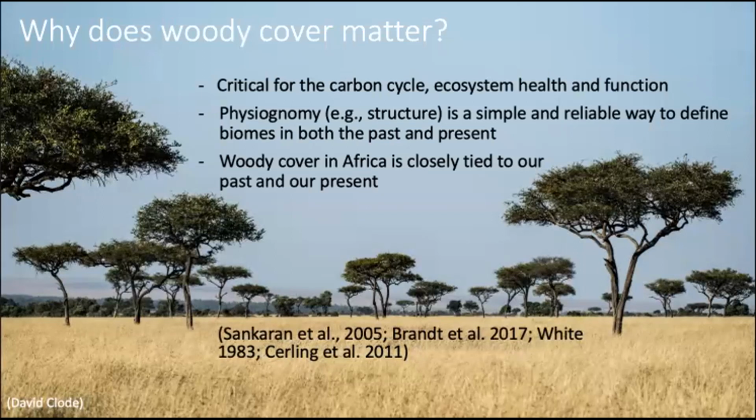On a very basic scale, zooming away from talking about the particular kinds of plant communities in an environment, just looking at the structure of an ecosystem, which is what woody cover tells us, is a really simple and reliable way to define biomes in the past and in the present. And it's in fact one of the reasons why UNESCO uses woody cover to define biomes globally. And the UNESCO definition for woody cover across various biomes is going to come up a lot in this talk. So I'll go through that a little bit later.